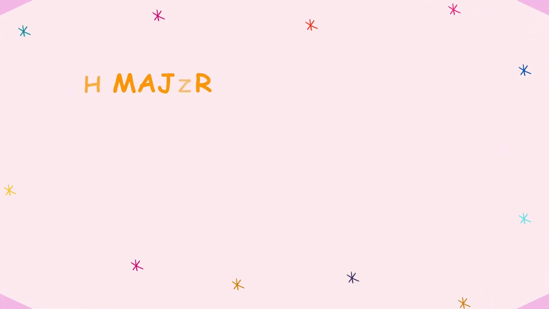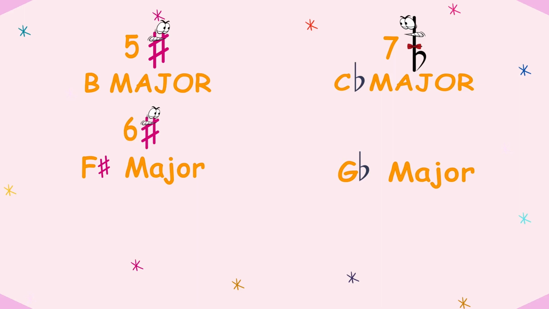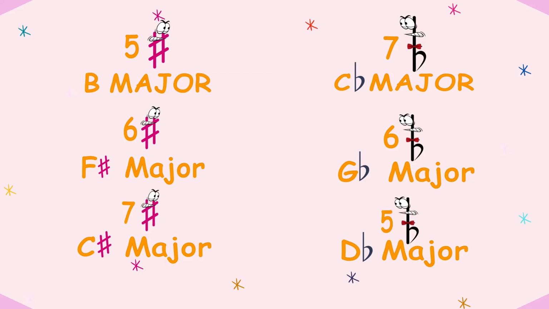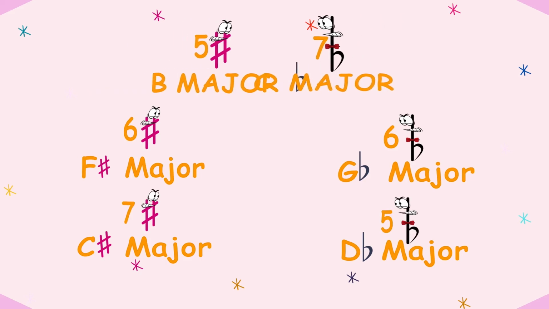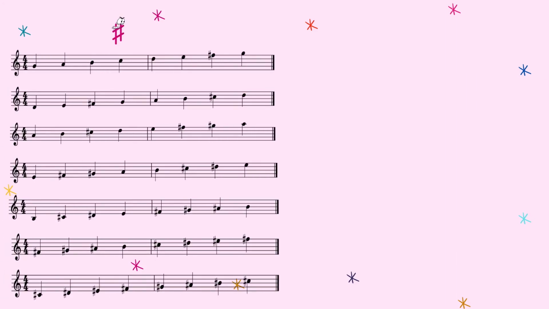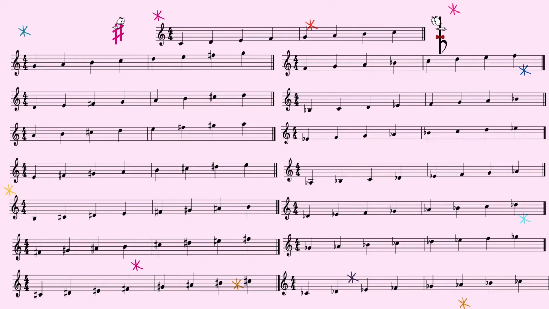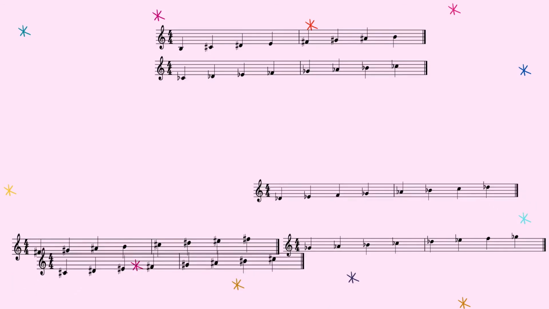Here are the enharmonic equivalents: B major, C flat major, 5 sharps, 7 flats. F sharp major, G flat major, 6 sharps, 6 flats. C sharp major, D flat major, 7 sharps, 5 flats. Those scales, even though they look very different, they sound exactly the same. So yes, there are 15 major scales that you can write down. 7 with sharps, 7 with flats, and the C major, which has no sharps or flats. However, when playing them, since the enharmonic equivalence will sound exactly the same, you will only play 12 major scales.